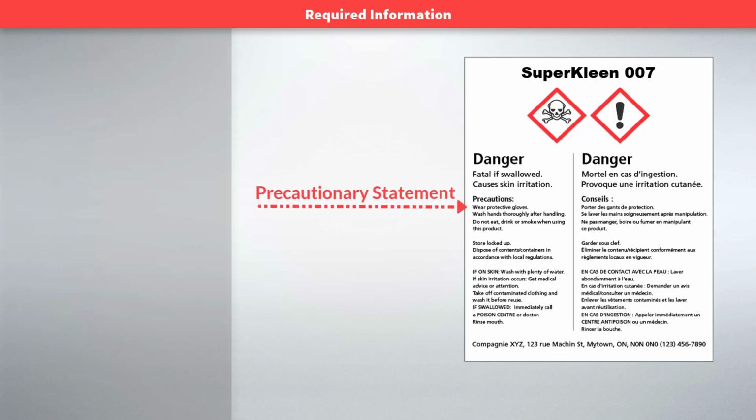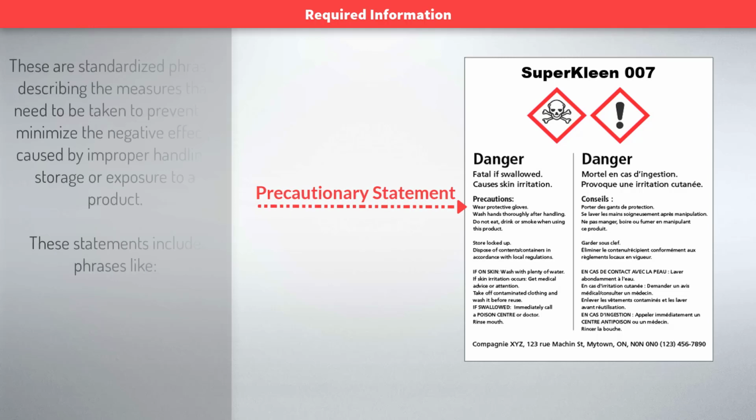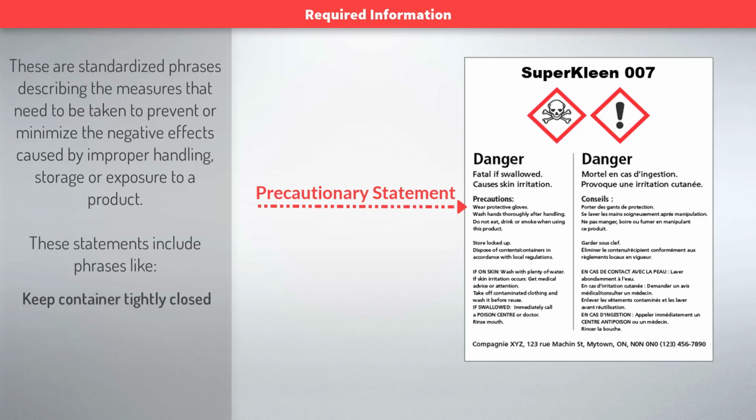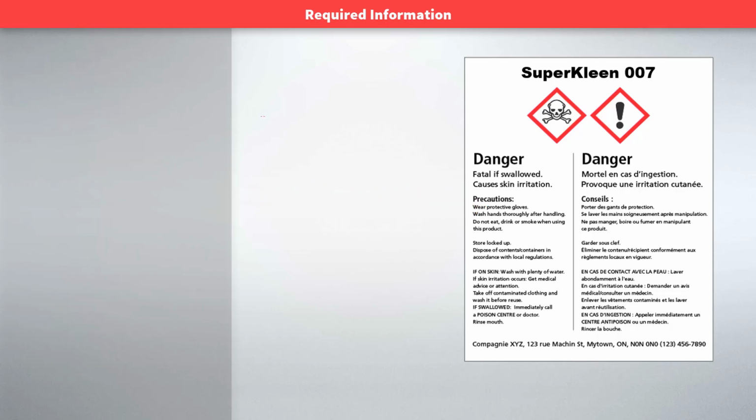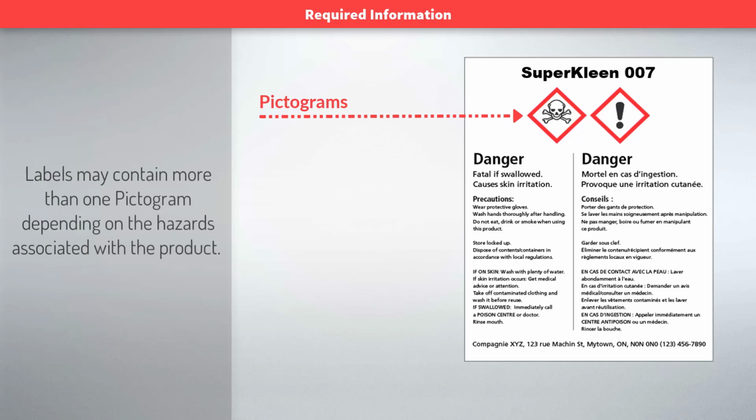Precautionary statement. These are standardized phrases describing the measures that need to be taken to prevent or minimize the negative effects caused by improper handling, storage, or exposure to a product. These statements include phrases like keep container tightly closed, protect from sunlight, and wear protective gloves. Pictograms. Labels may contain more than one pictogram depending on the hazards associated with the product.